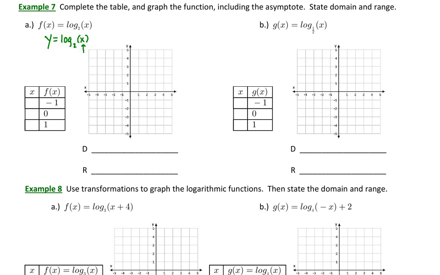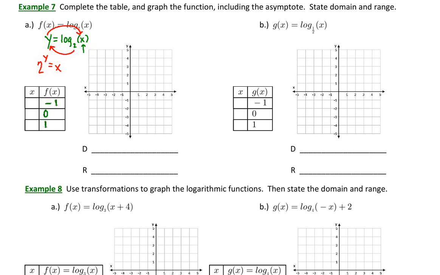So what I recommend is converting this into exponential form. I'm going to take the base, raise it to the exponent on the other side, and set it equal to the argument. So this is equivalent to 2 to the y equals x. And then we'll choose convenient y values like -1, 0, and 1. So we're choosing y values this time instead of x values.